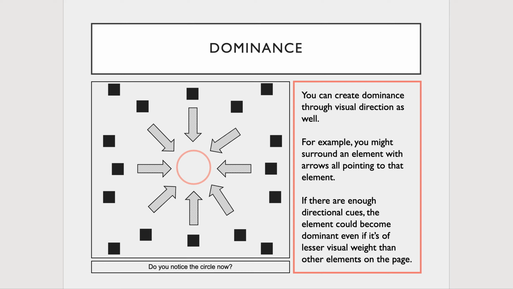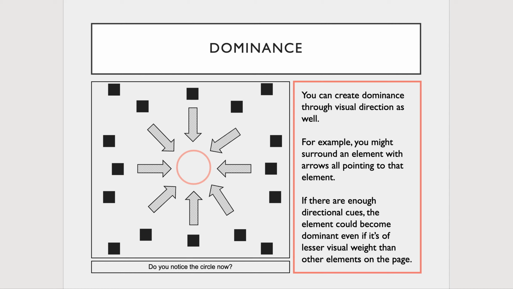You can create dominance through visual direction as well. For example, you can surround an element with arrows that point to that element, and people are going to look at it. You can do it with leading lines instead of arrows, because maybe arrows don't work. If there are enough directional cues, the element could become dominant, even if it's of lesser visual weight than the other elements on the page.